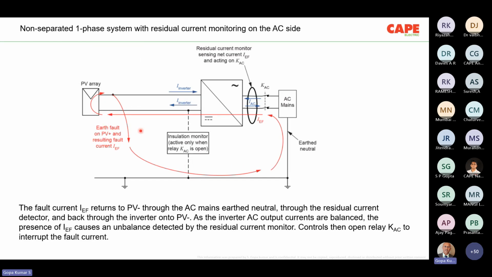Similarly, in the same case, the residual current is monitored at the AC side of the inverter. In this case also, whenever there is a fault, and once when the fault current is more than a certain level, the relay detects it. It can decide whether to open the relay KAC or close the relay KAC. That means whether to operate the system or shut down the system. And this is one of the fault protective measures.